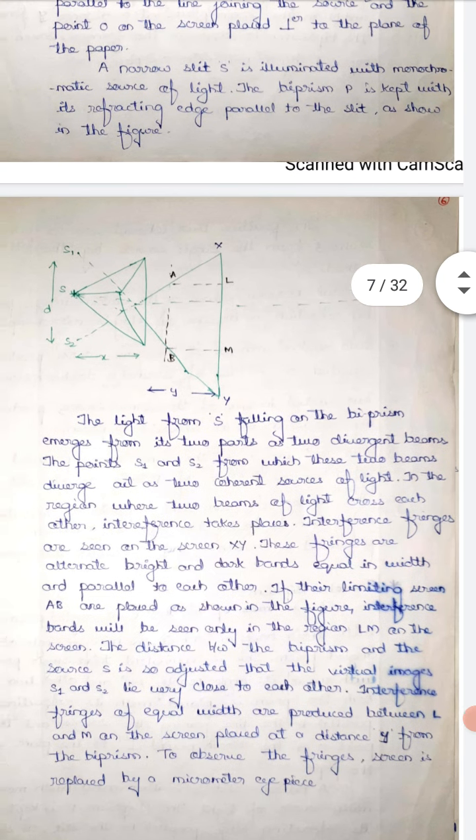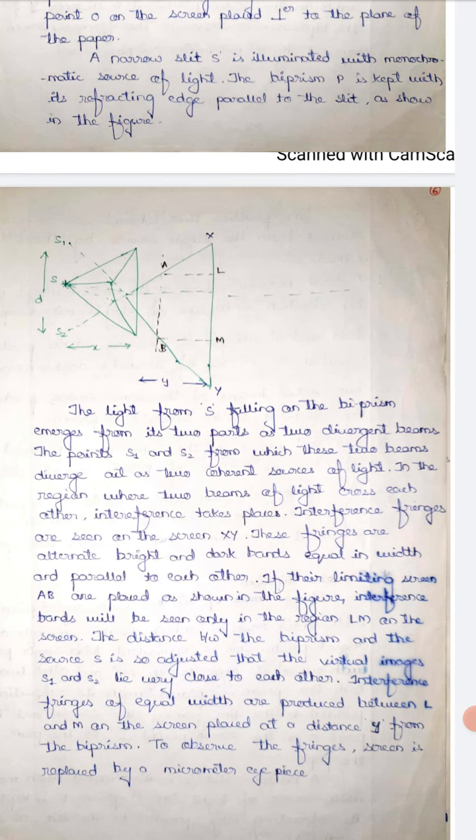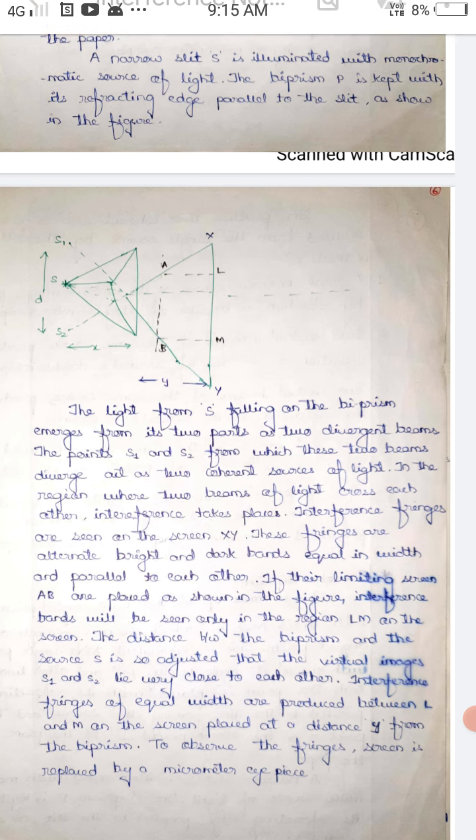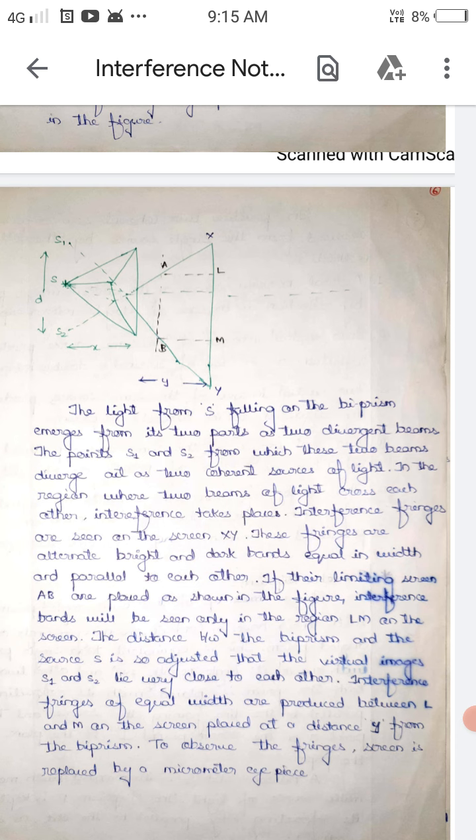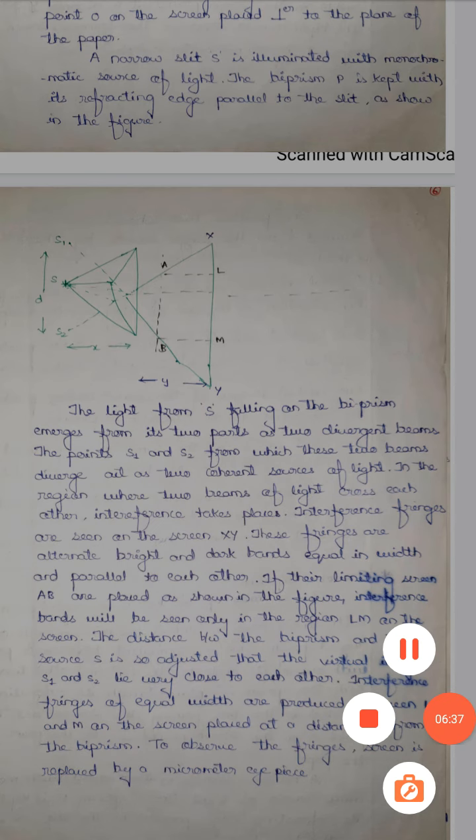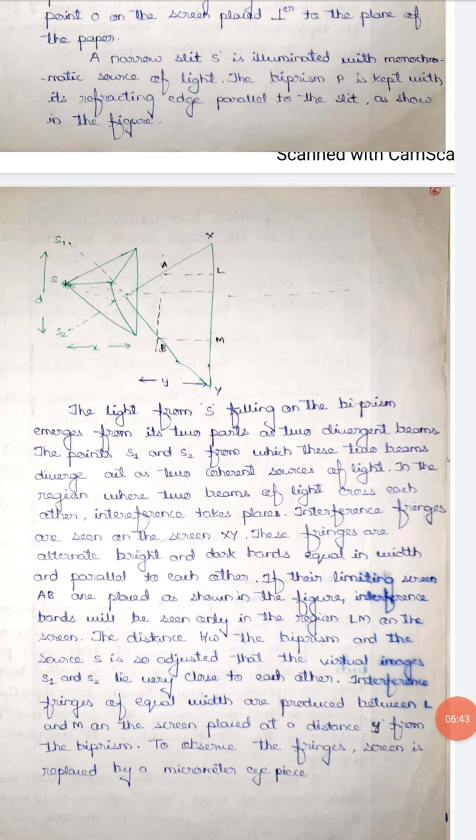Okay, light from S falling on the biprism emerges from its two parts as two divergent beams. At the place where the two beams of light cross, interference takes place. Interference fringes are seen on the screen XY. These fringes are parallel to each other. Limiting screens AB are placed as shown in the figure. Interference bands will be seen only in the region LM.